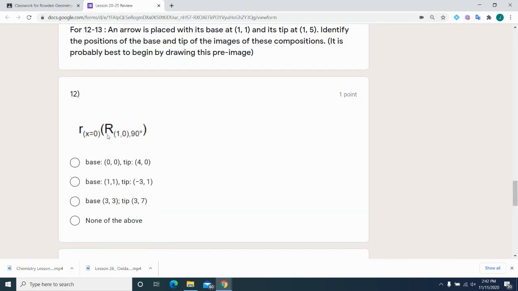So if first you rotate around the point 1, 0 and you rotate 90 degrees, that'll get it. The arrow is then pointing to the right. And then you reflect over the x-axis. With that, what's going to happen, reflecting over x equals 0, which is the y-axis. So you reflect over the y-axis, and now it's going to be on the left side.